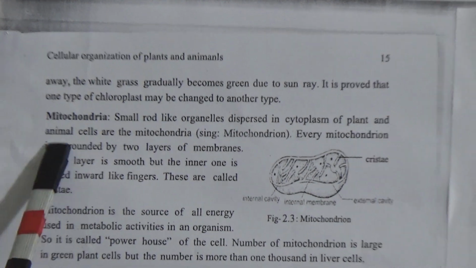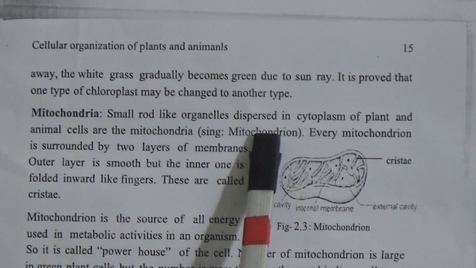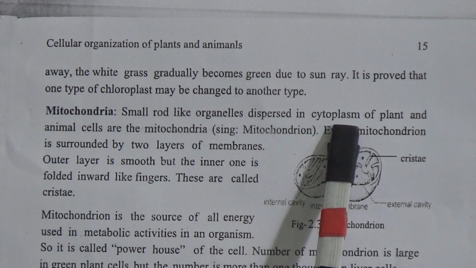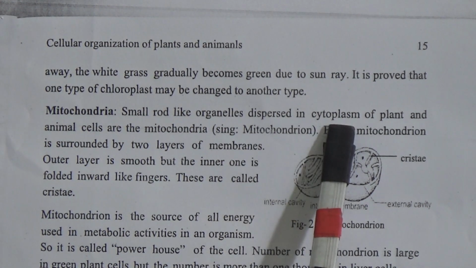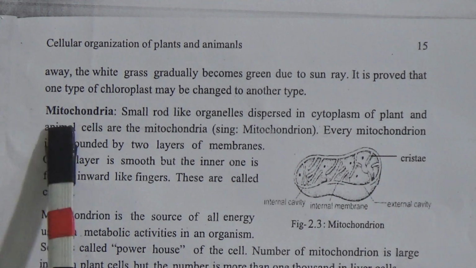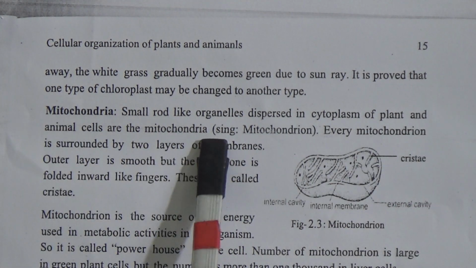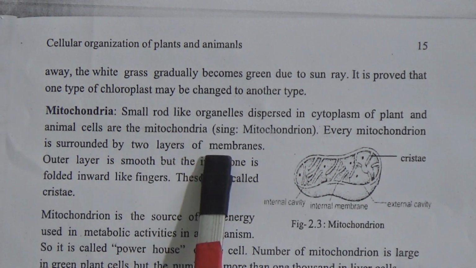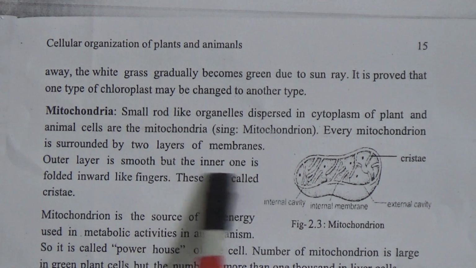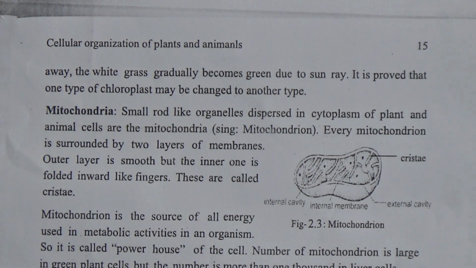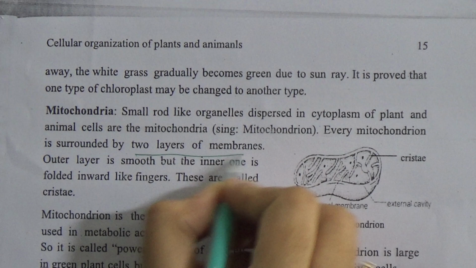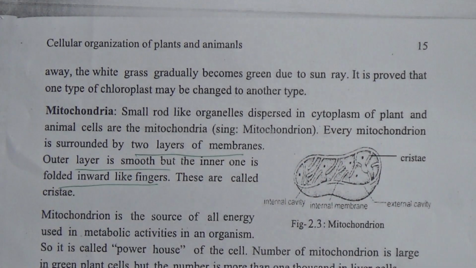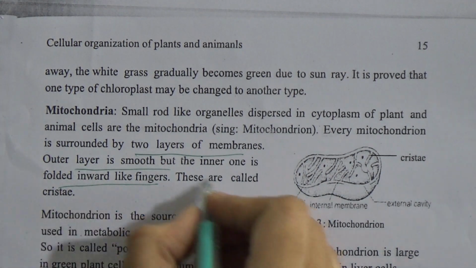Now mitochondria. Small rod-like organelles dispersed in the cytoplasm of plant and animal cells are mitochondria. Every mitochondrion is surrounded by two layers of membrane. The outer layer is smooth, but the inner one is folded inward like fingers. These are called cristae.